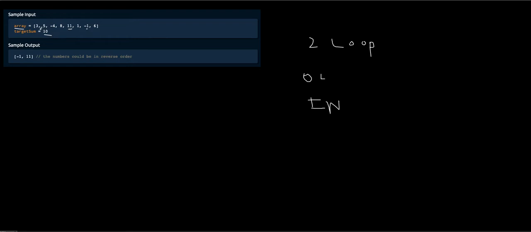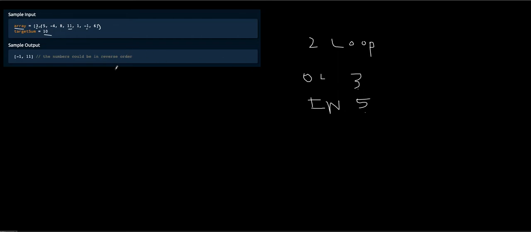So in the outer loop, you will start with the first element in the array, which is 3. And in the inner loop, you'll start with the remaining set of elements starting with the next element of the outer loop. In this case, it starts with 5 and it ends with 6. So in the inner loop, if I start with the element 5 and check if the sum of the outer loop element and the inner loop element is equal to 10, which is not.